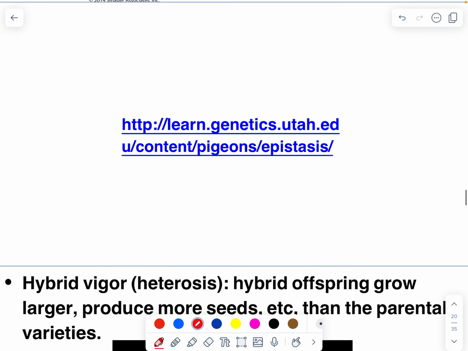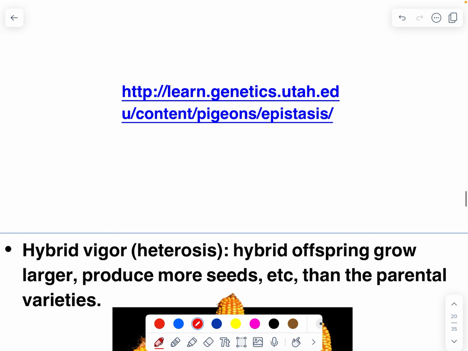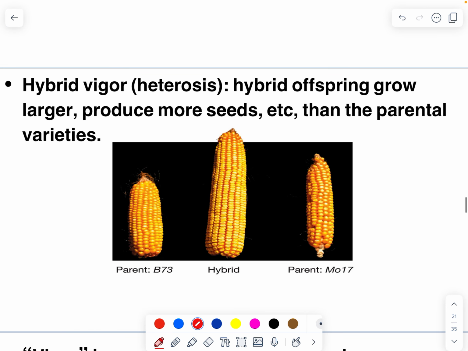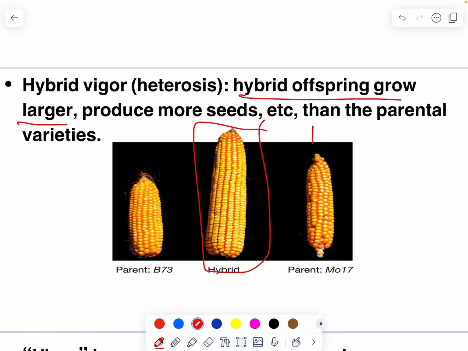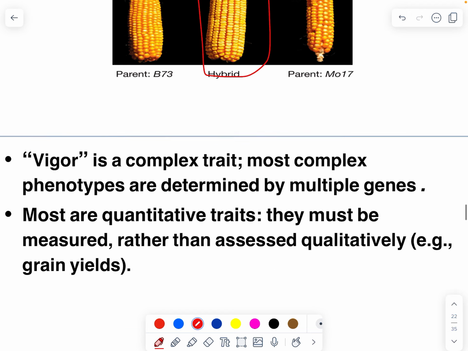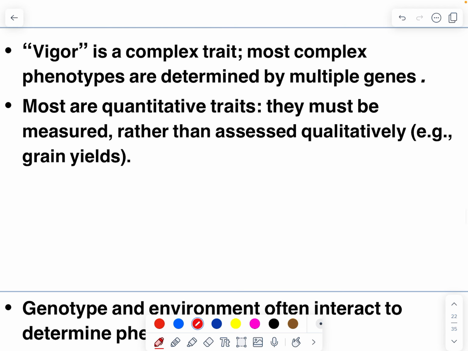You can go on, learn, and we'll probably do some of this in class, utah.edu, pigeons, epistasis, pretty fascinating. Kind of look into epistasis if you want to do well on the test. Learning examples helps reinforce the content. It's good. Hybrid vigor means that the hybrid offspring has a higher fitness level. You can see right here by the corn. This one looks pretty weak. This one looks pretty weak. This one looks super strong and awesome. That's hybrid vigor.